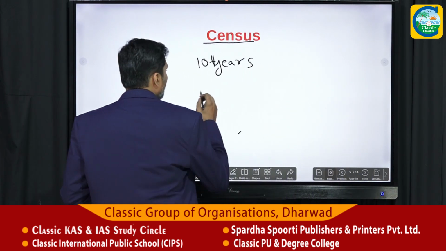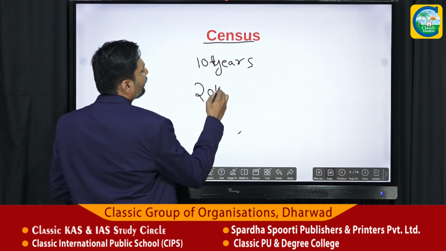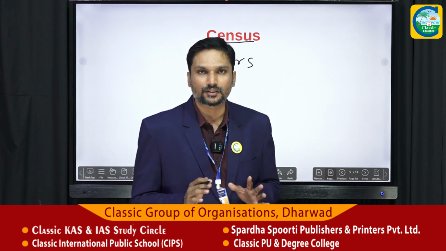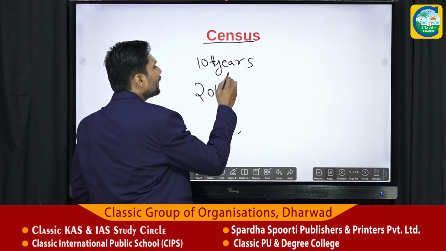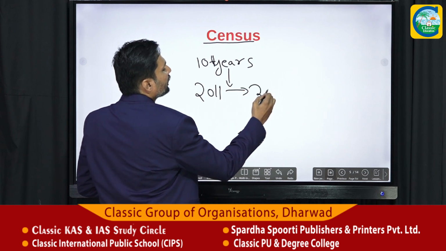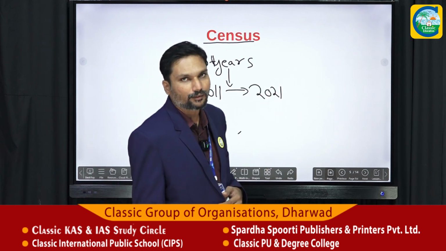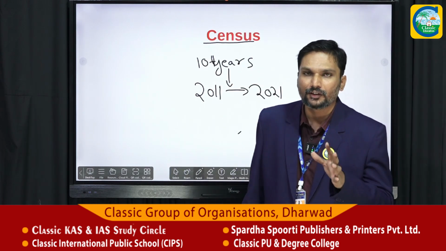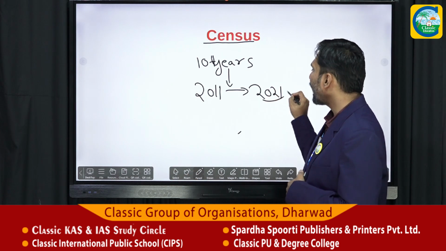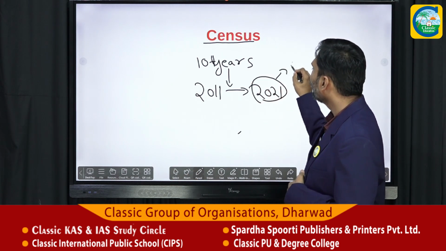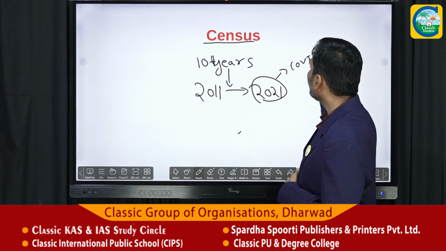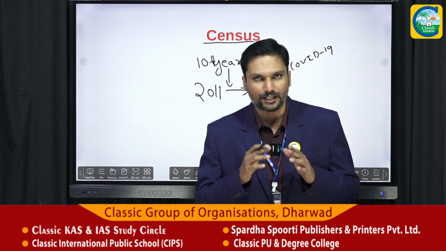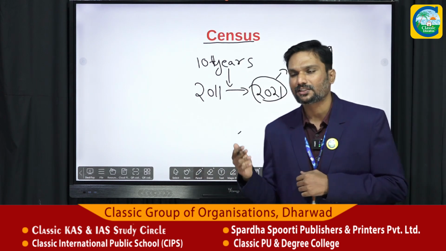The last census which was held was in the year 2011. After a gap of 10 years, legally, the census was supposed to be held in the year 2021. I hope you are aware that in 2021 we were undergoing a huge pandemic crisis due to COVID-19. Due to COVID-19, we could not conduct the census in 2021, right? So that is the reason why we did not conduct the census as per the schedule.